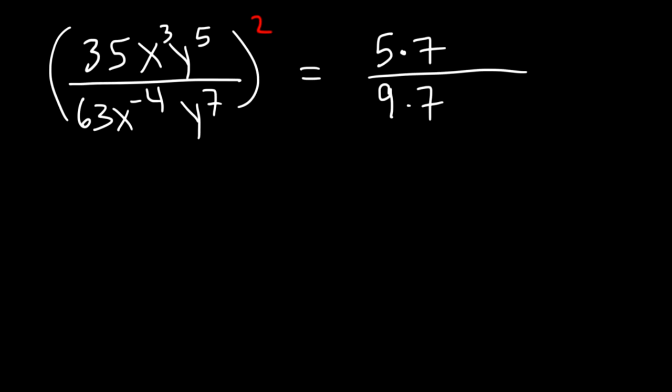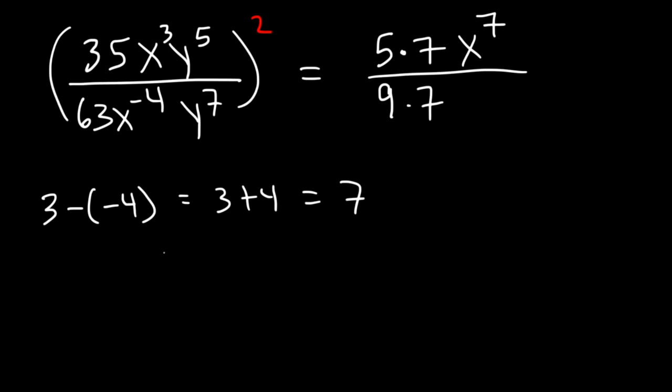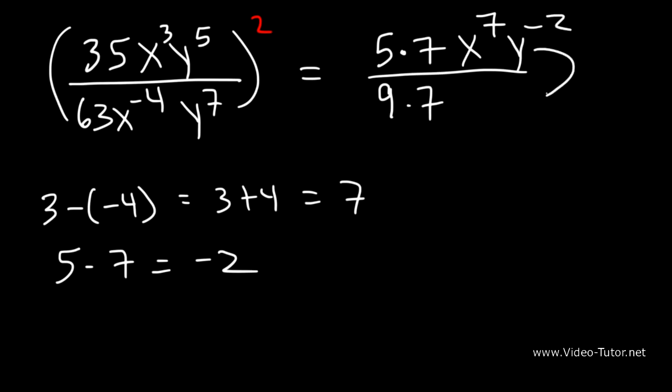Now, x to the third divided by x to the negative 4. That's going to be 3 minus negative 4, which is 3 plus 4, and that's 7. So we're going to have x to the 7 on top. And then we have 5 minus 7, which is negative 2. It's negative 2 on top, but if we bring it to the bottom, it's going to be positive 2 on the bottom. So let's go ahead and do that. And this is still raised to the second power.